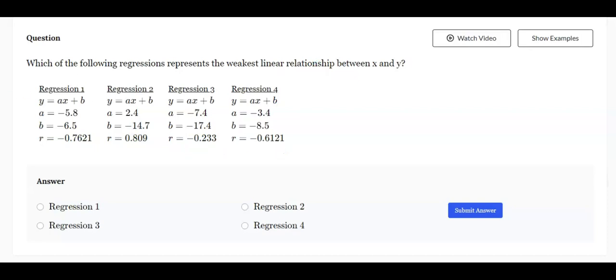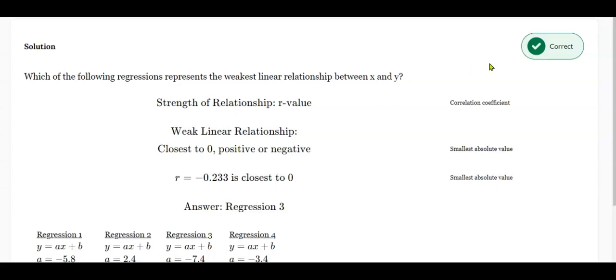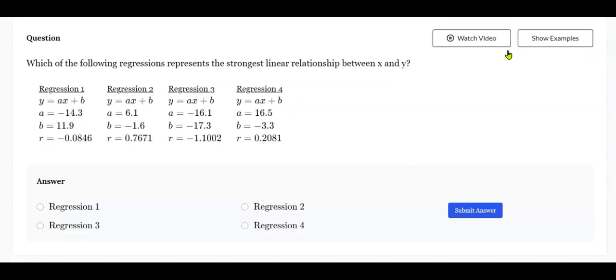Closer to 0. So that would be this one here, regression 3, because it's only 0.23. Whether it's negative or positive doesn't matter. The closer you are to 0, the weaker you are.